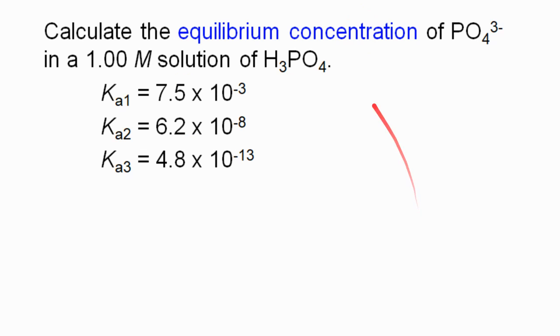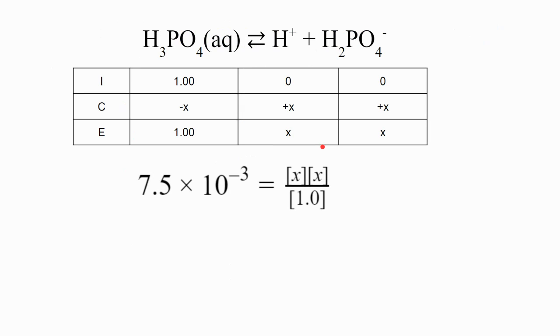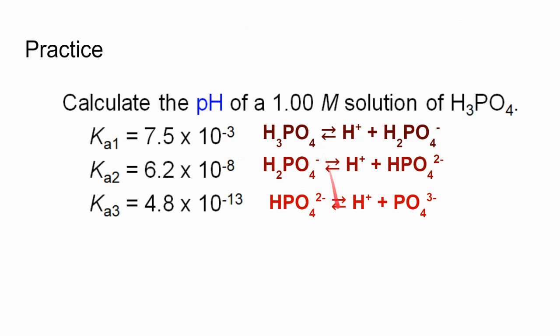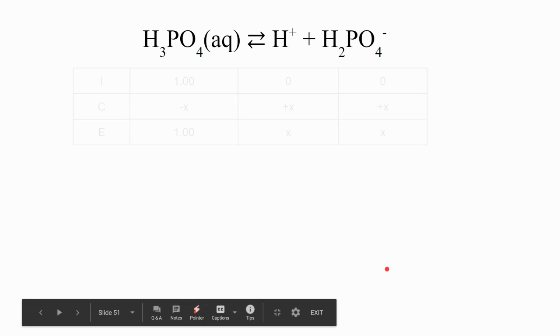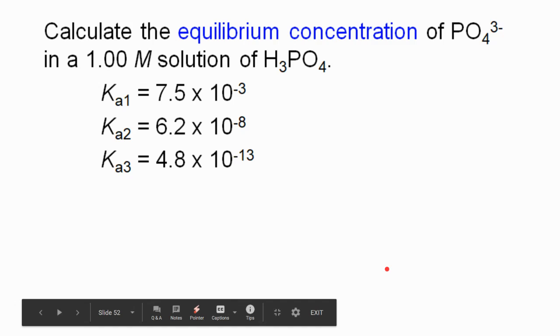So here it says calculate the equilibrium concentration of phosphate in a 1 molar solution of H3PO4. And again, going back to those equations, I'm going to take us back a few slides here. Notice the phosphate doesn't show up until the third Ka. So we've got to go through all three of those to get there. Well, two of them to get to there. So we're going to show you how to do that in the next couple slides. Let me go back here.